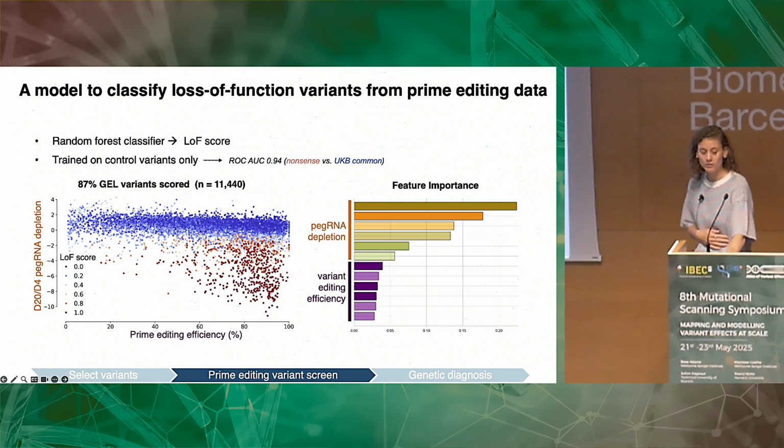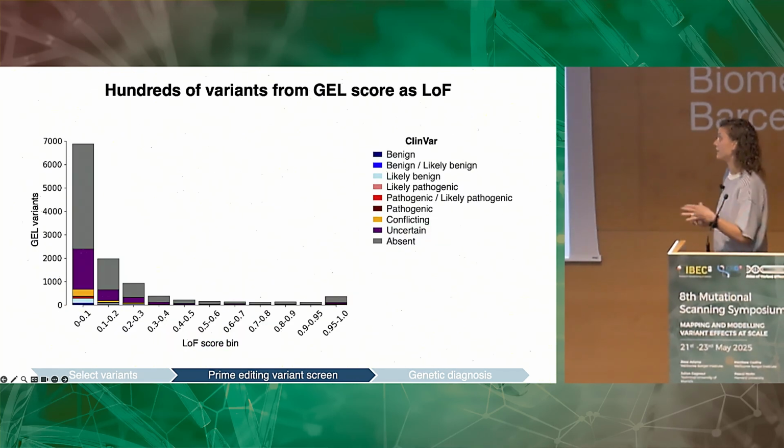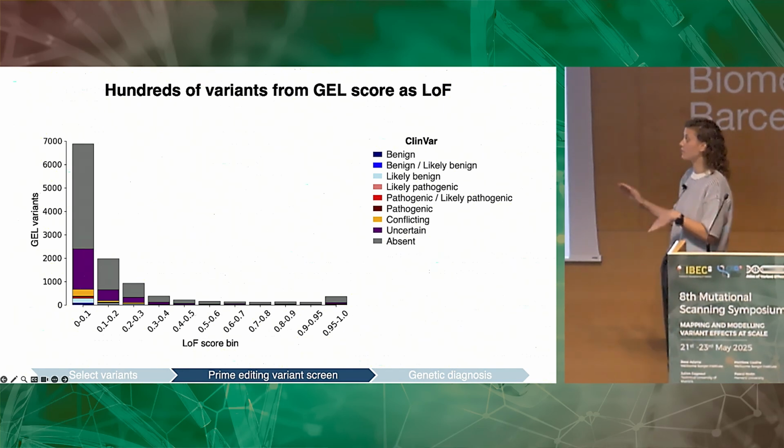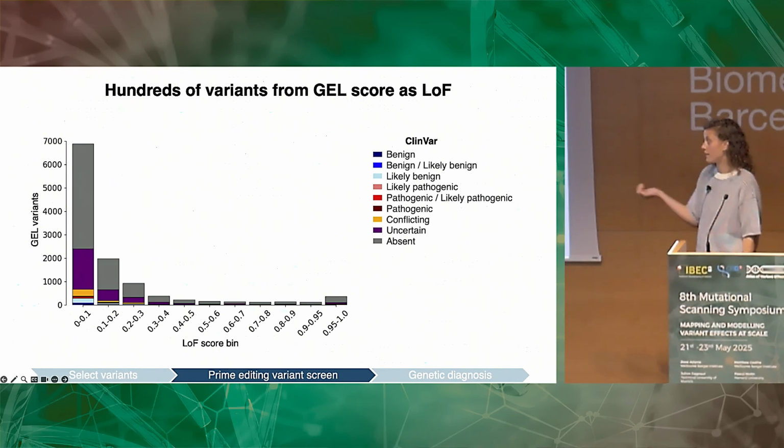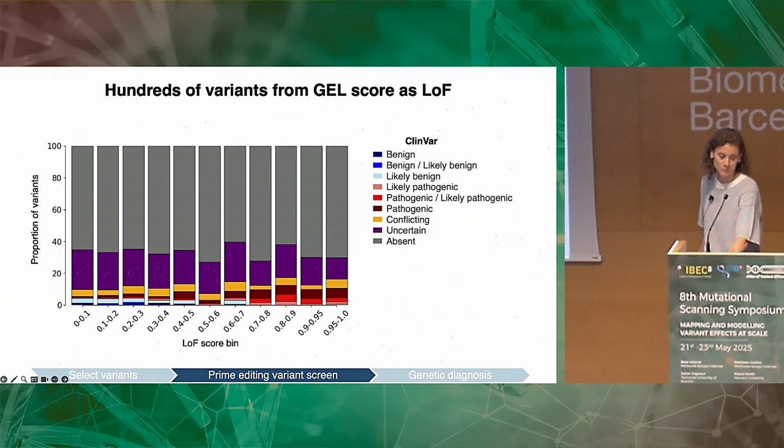Then we wanted to look at how the model performs on Genomics England data. So that's the number of Genomics England variants, and we put the variants into loss of function score bins, and we can see that very few variants are scoring highly loss of function. Here I'm going to change the y-axis from counts to proportion to talk about the ClinVar annotation of these variants. First of all, most variants are not in ClinVar, and we have a lot of variants that are conflicting or uncertain.